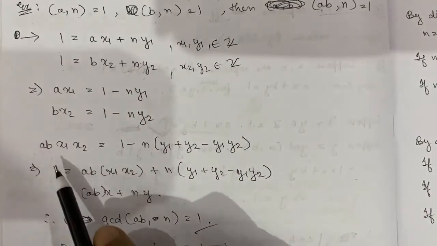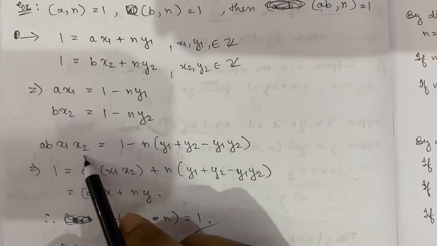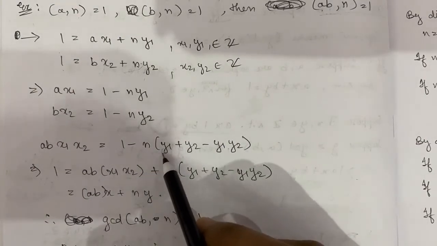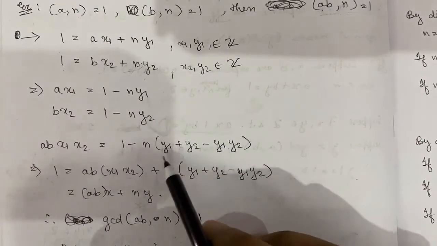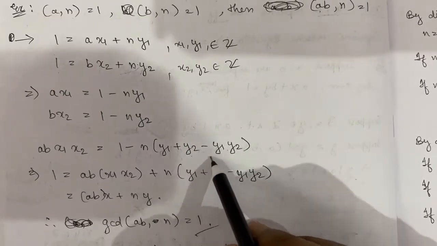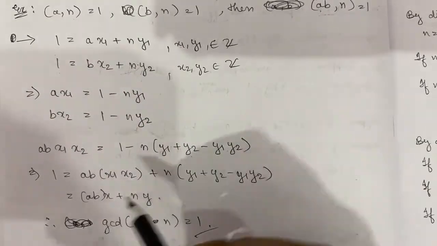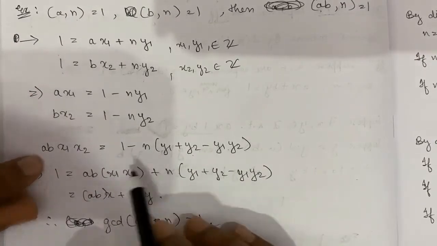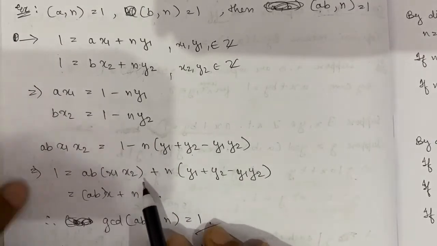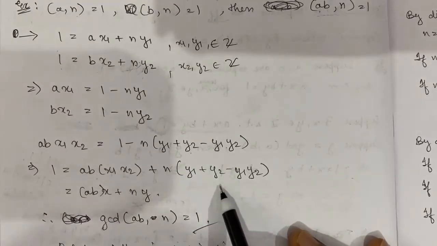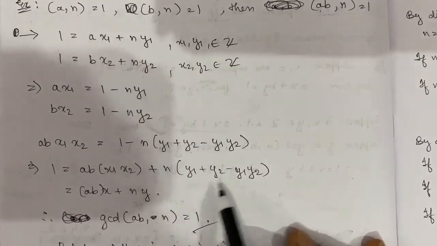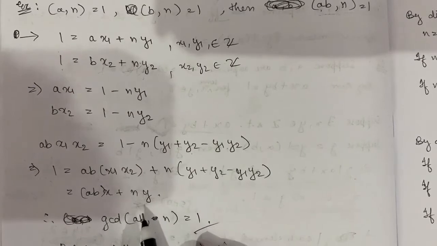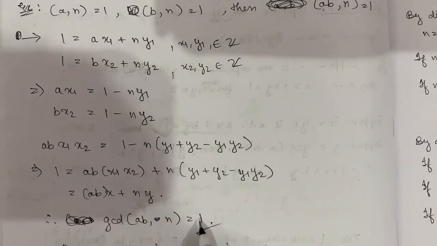So AB x1 x2 equals 1 minus n times y1 plus y2 minus y1 y2. Rearranging this, 1 equals AB x1 x2 plus n times y1 plus y2 minus y1 y2. So AB times an integer x plus n times an integer y, which gives the GCD of AB and n equal to 1.